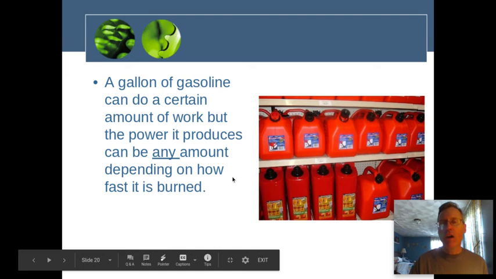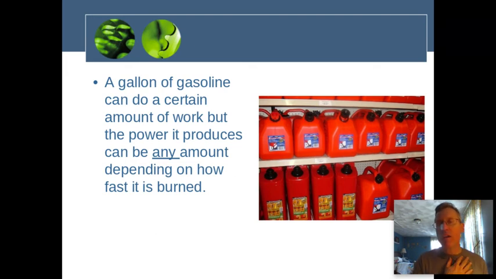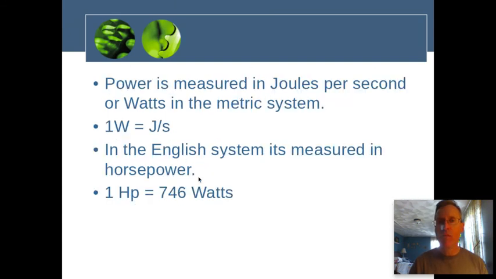Moving on. Here's the other concept. Because there's a time factor, a gallon of gasoline can do a certain amount of work, but the power it produces can be any amount of power because it depends on how fast the gasoline is burned. If you burn or release the energy slowly, then the t is large and you get a low amount of power. If you burn it fast, you get a large amount of power. Power is measured in joules per second, which is defined as a watt.